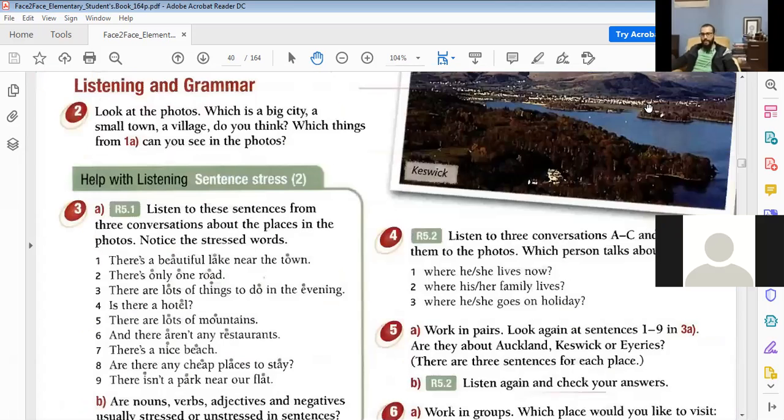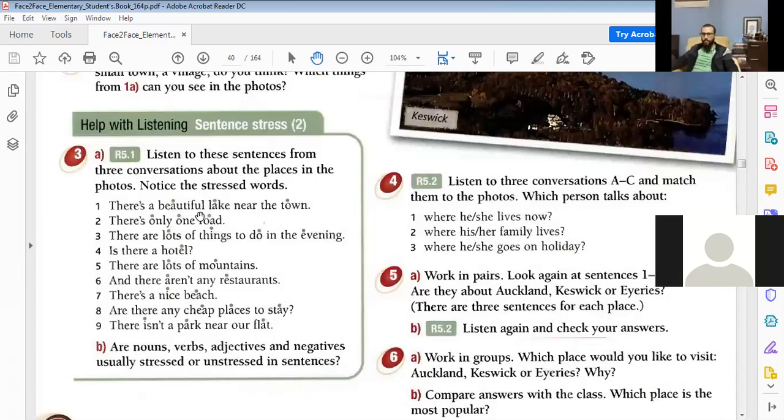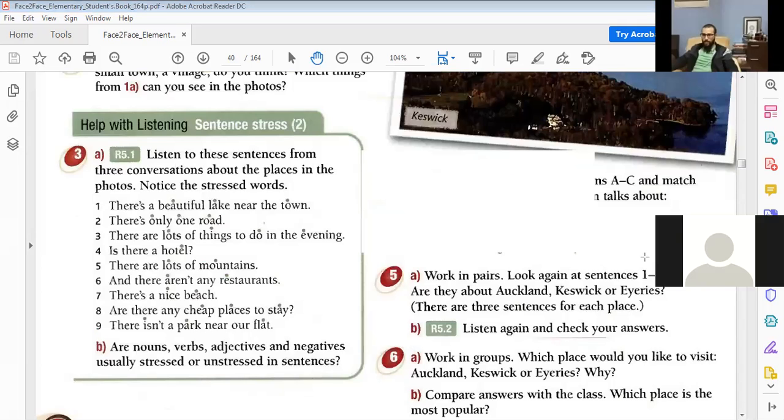So now we're going to listen again. But this time we also want to match these sentences. Can you see them? Number 1 to 9, the sentences that we checked here in exercise 3. We want to match them with the 3 cities. So let's write the 3 cities here. And we want to match the sentences with the cities.